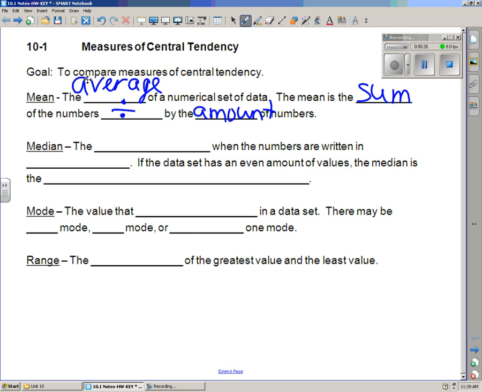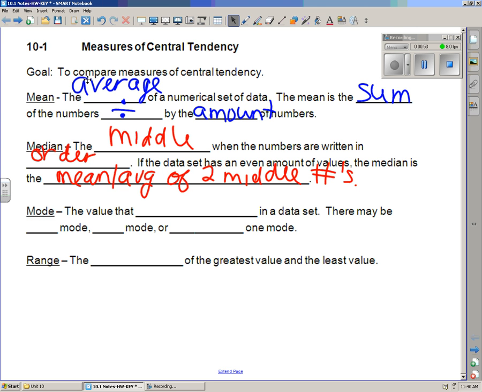The median is always going to be the middle number when the numbers are written in numerical order. If the data set has an even amount of numbers, then the median will be the mean. Remember, that's just the average of the two middle numbers.